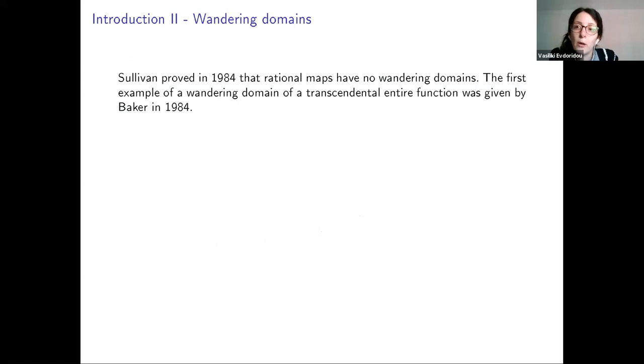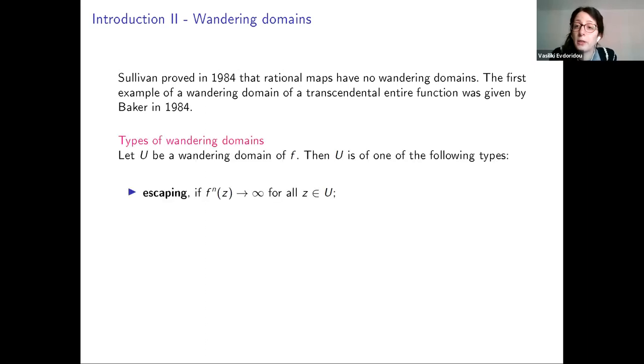The first example of a transcendental entire function which has a wandering domain was given by Baker. And actually, I think Gwyneth also mentioned that example, his example was a multiply connected wandering domain, whereas today we focus on simply connected wandering domains. Now, in terms of converging to infinity, we can classify our wandering domains into three types.